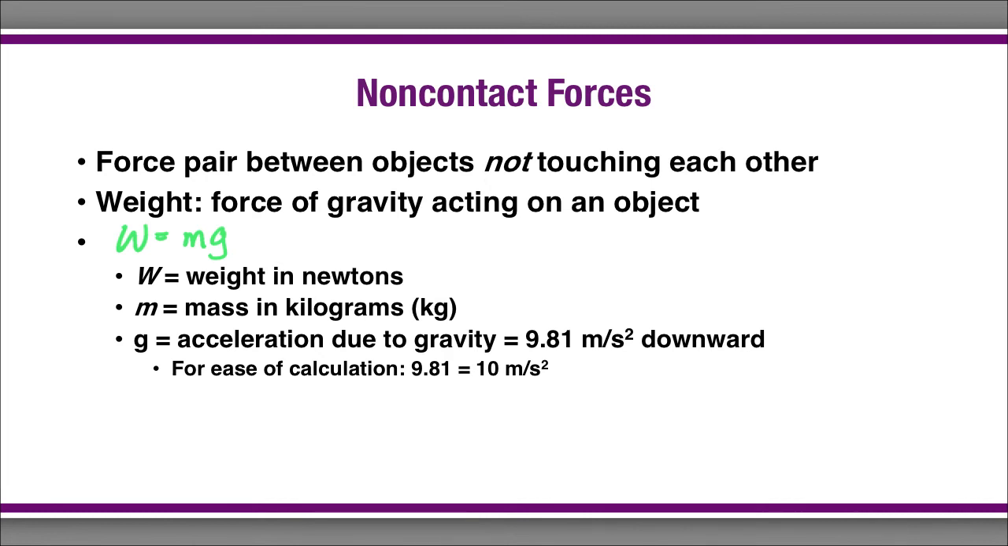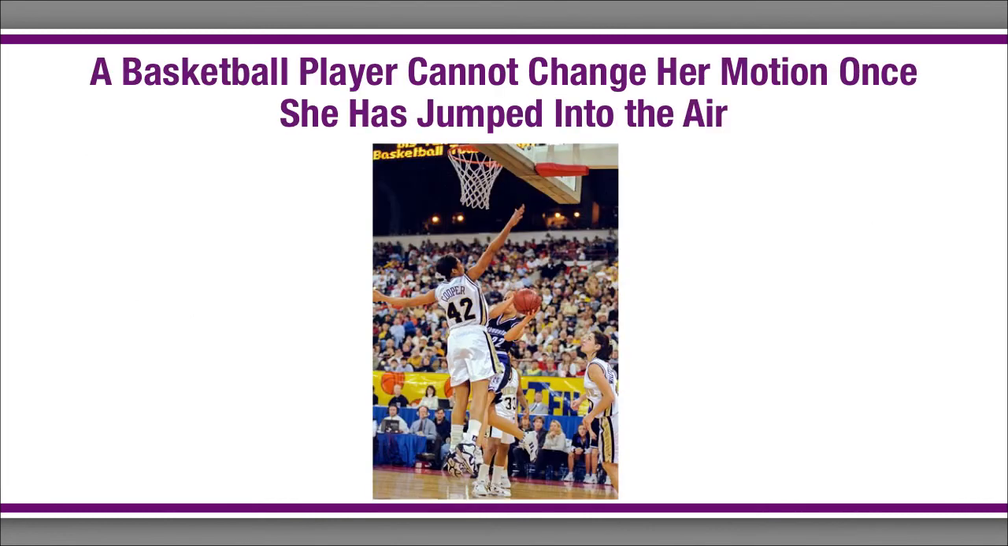So the mass of the object and gravity itself are not touching one another. However, it does produce some type of movement. If you take the example of this basketball player, when she jumps up into the air, gravity is the force acting on her to come back down.